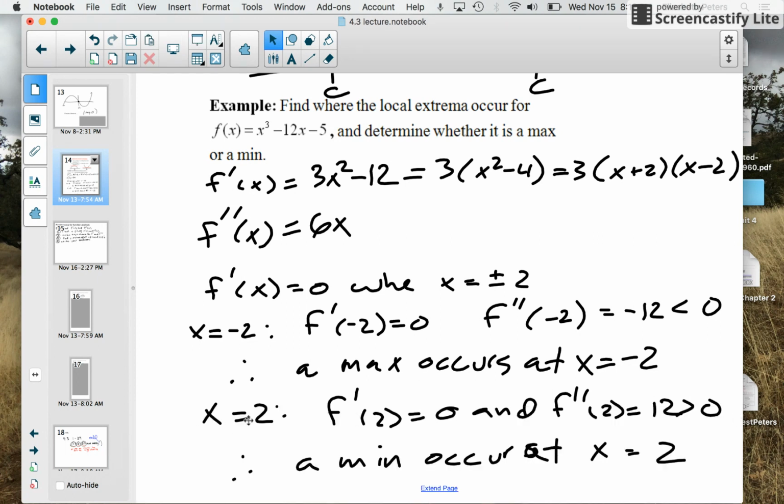At x equals 2, the first derivative equals 0, as we know. And if we plug 2 into the second derivative, it is greater than 0, it is 12. So the second derivative is positive. The graph is concave up for positive, which means that we're going to have a minimum.